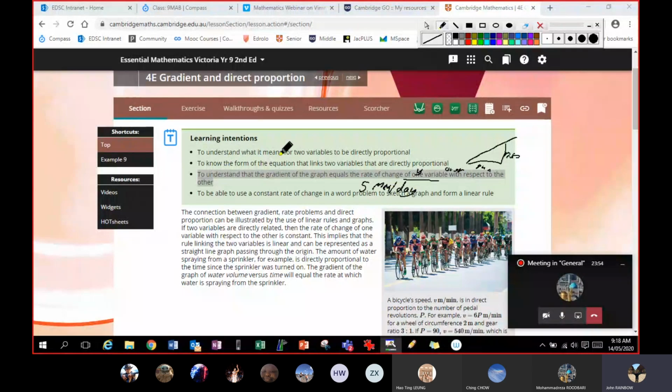To understand what it means for two variables to be directly proportional: if they're directly proportional, it has a consistent rate. To know the form of one equation that links two variables that are directly proportional. To be able to use the constant rate of change in worded problems and sketch a graph and form linear equations. So that's where we're at.